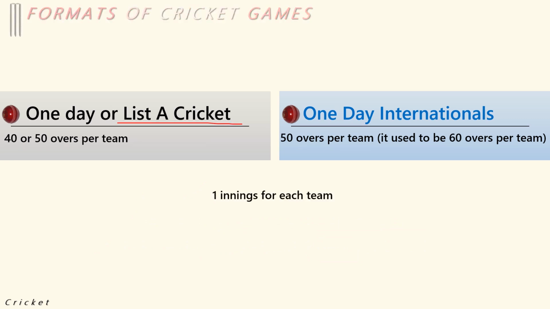One day or list A cricket is normally about 40 or 50 overs, but corresponding one day international games are all 50 overs per team. Now, they used to be 60 overs per team, but in current times it is always 50 overs per team, and there is 1 innings for each team.